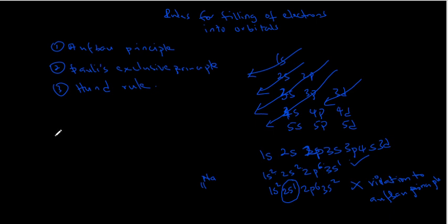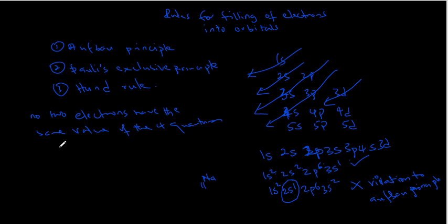Now the next one is what we call Pauli's exclusion principle. According to Pauli's exclusion principle, no two electrons have the same value of the 4 quantum numbers. Maybe I should write that down. No two electrons have the same value of the 4 quantum numbers.